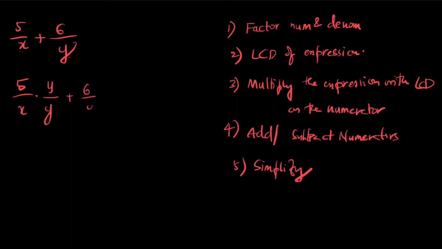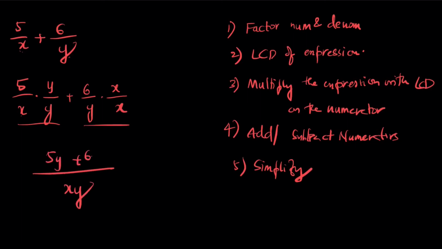Next 6 by y. Y is missing x. So we multiply x by x. Now notice the denominators become xy and xy. So xy. And then in the top you get 5y plus 6x. That's your answer. Right? So let's try a little more complex problem. Let's say I have 6 by x square plus 4x plus 4 minus 2 by x square minus 4.